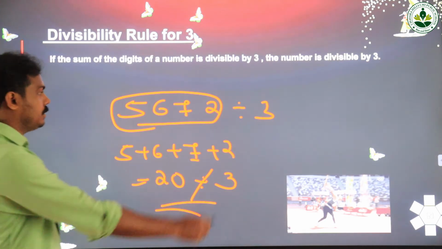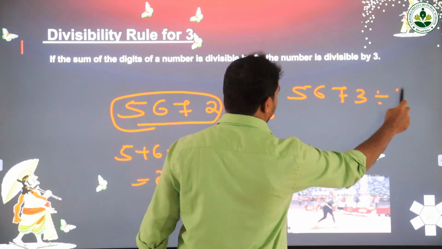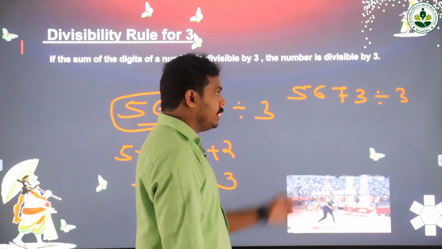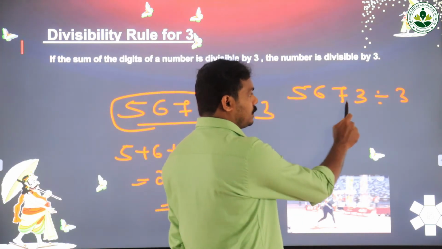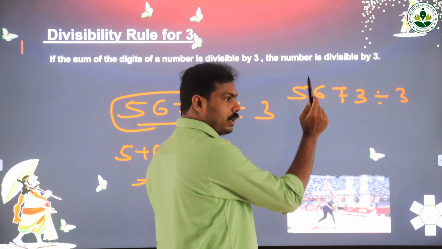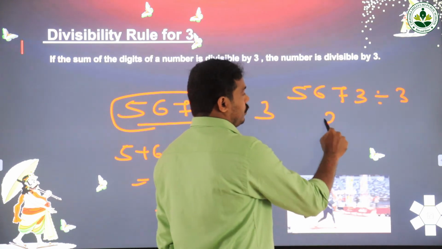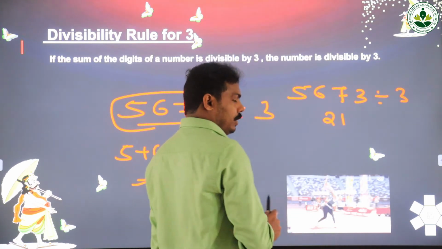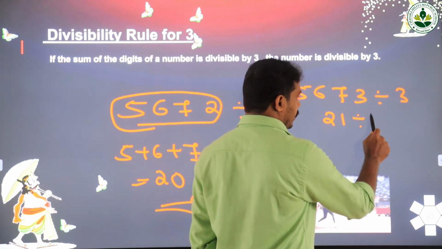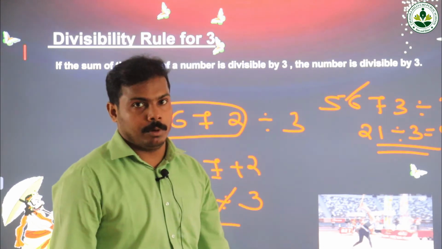Next number, that means 5673. Is it divisible by 3 or not? I will find the sum of the digits of the number. That means 5 plus 6 plus 7 plus 3. 5 plus 6 is 11, 11 plus 7 is 18, 18 plus 3 is 21. Is 21 divisible by 3 or not? Yes, because 21 divided by 3 is divisible. So the number is divisible by 3.